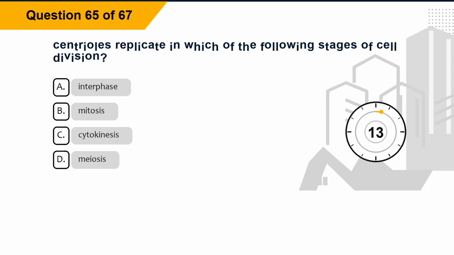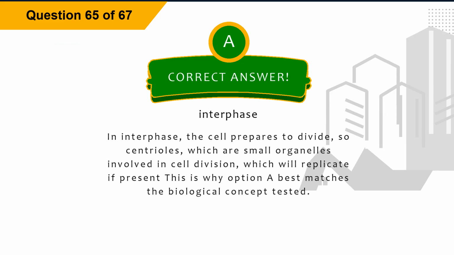Question 65. Centrioles replicate in which of the following stages of cell division? Option A, interphase. Option B, mitosis. Option C, cytokinesis. Option D, meiosis. The correct answer is option A, interphase. Explanation. In interphase, the cell prepares to divide, so centrioles, which are small organelles involved in cell division, will replicate if present. This is why option A best matches the biological concept tested.